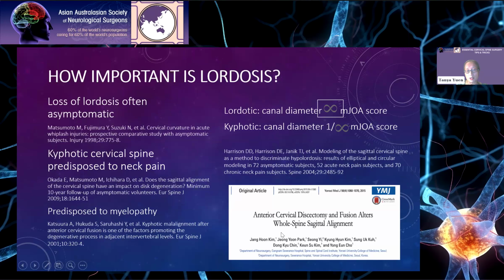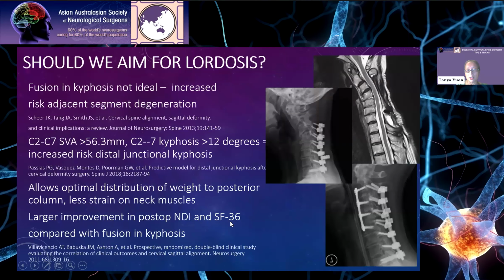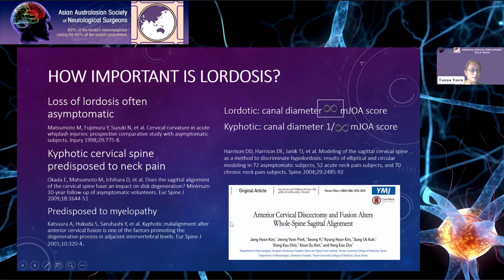There's not much in the literature about how a single level ACDF can affect the whole spine alignment, but there is some influence intuitively as well when you think about it. It's just that more studies have to be done about that. So should we aim for lordosis?